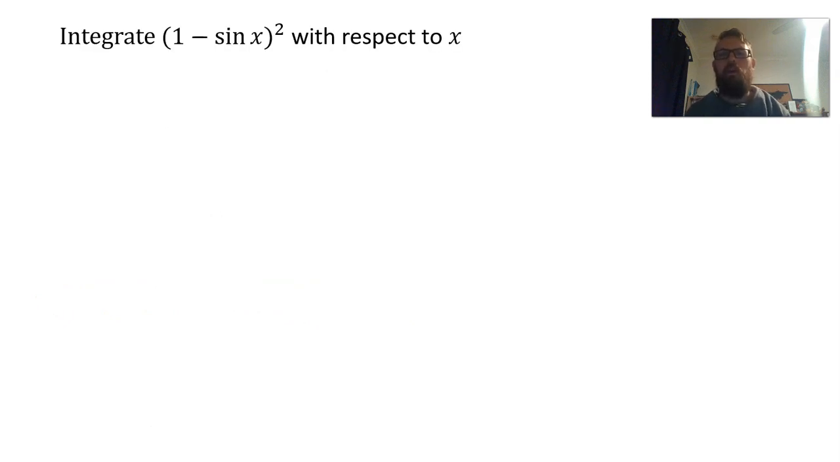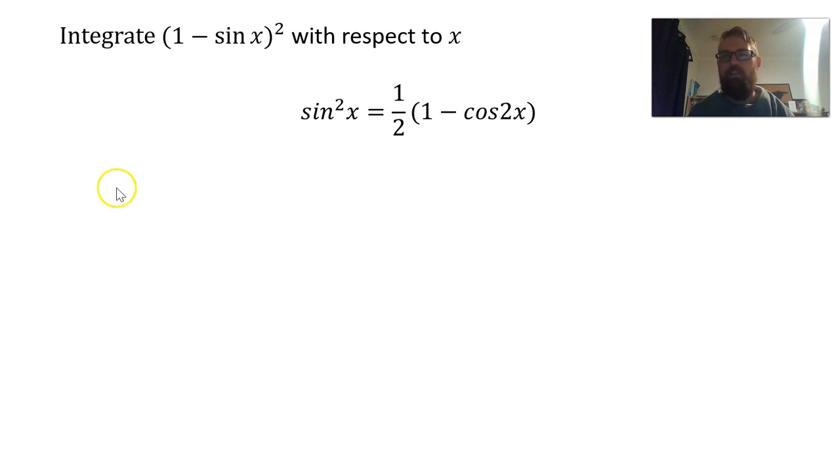So let's have a look at an example now. We want to integrate (1 minus sine x) squared with respect to x. The first thing I'm going to do is note that we're going to get a sine squared x somewhere. So I'm just going to take note that sine squared x is equal to 1/2 of (1 minus cosine 2x). I'm just going to put that down before I expand it, because I can see it's coming. If you can't see it coming, that's okay, we'll expand first, and you could have done this second.